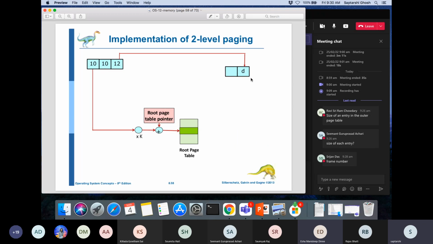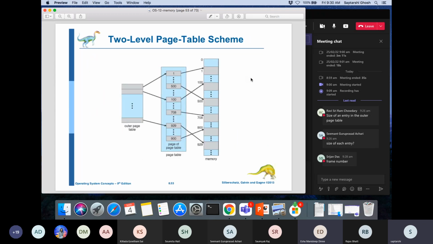So let me just go back to that picture once. Yes, so this is the type of page table we are talking about. The inner page table or the main page table is now split into different pages. And these pages may actually be non-contiguously located. Now we have an outer page table, which is contiguous. And each entry of this outer page table gives the starting address of a page of the inner page table.